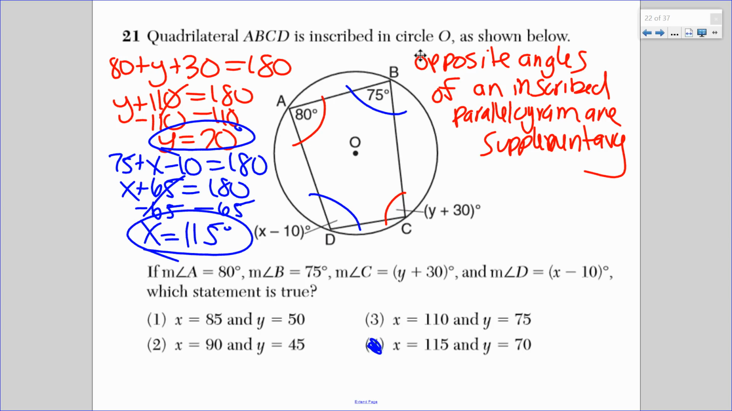I can quickly mention it to you. If this inscribed angle is 80, then arc C must be double that. If that red arc is 160, then the rest of the arc must together add to 360, which makes that 200, which makes y plus 30 half of that, which is 100, and then it can go that way. Longer, but it does make sense.